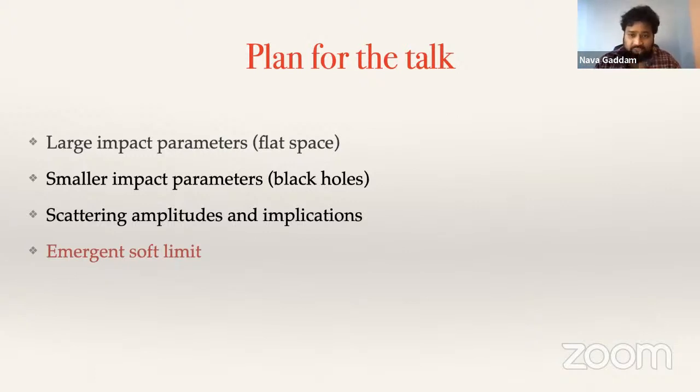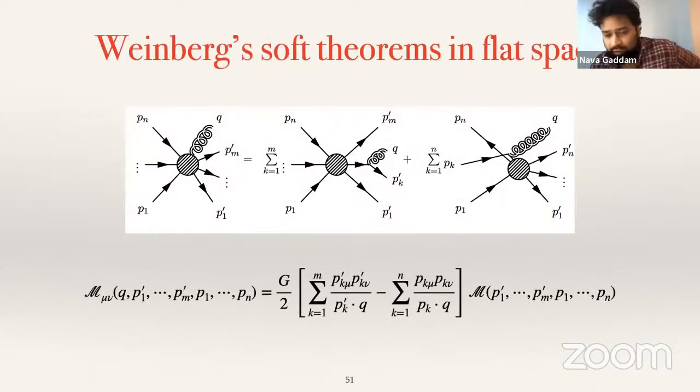Okay, in the last 2 or 3 minutes, let me quickly go through the emergent soft limit that I spoke about all the way at the start. So Weinberg showed that there are these nice soft theorems that appear in flat space, where you consider some n ingoing particles that interact and produce some m outgoing particles. And now let's consider an extra graviton that comes out. So let's consider the amplitude corrected by an extra graviton.